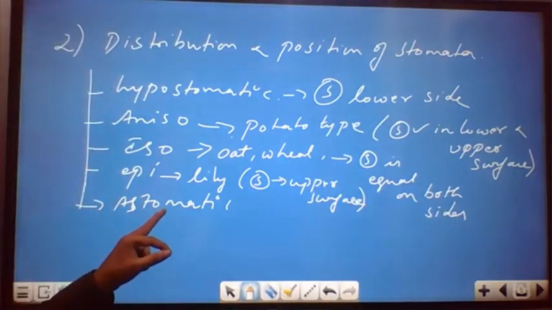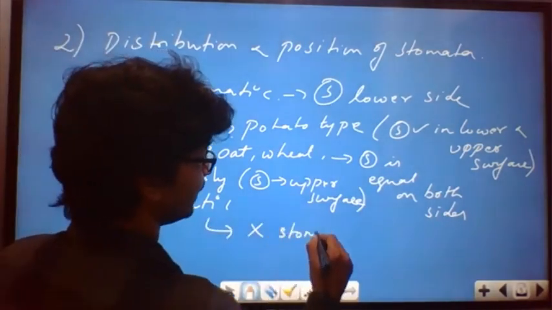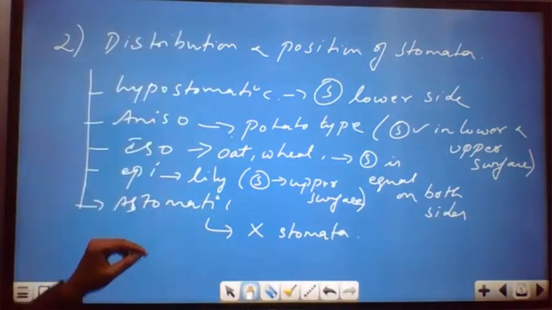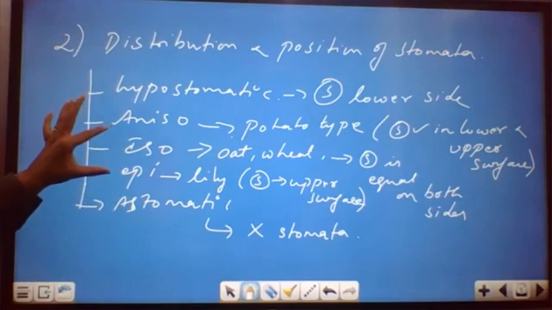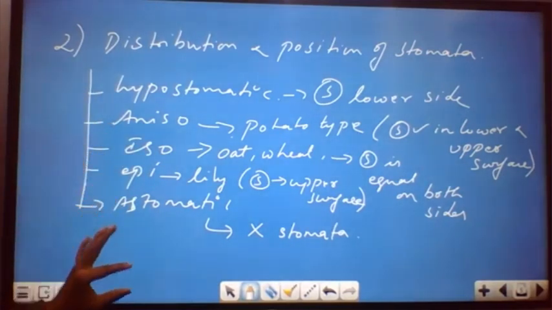Astomatic, where the stomata is absent. So based on the distribution and the position of the stomata, this classification: hypostomatic, anisostomatic, isostomatic, epistomatic, and astomatic.